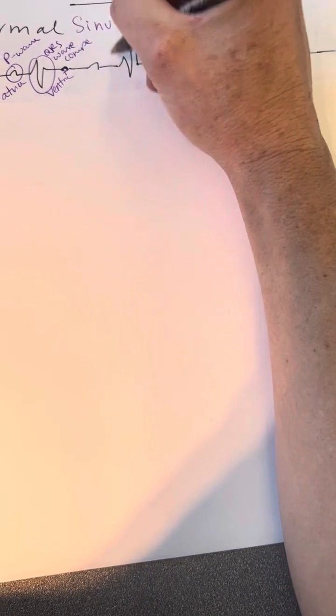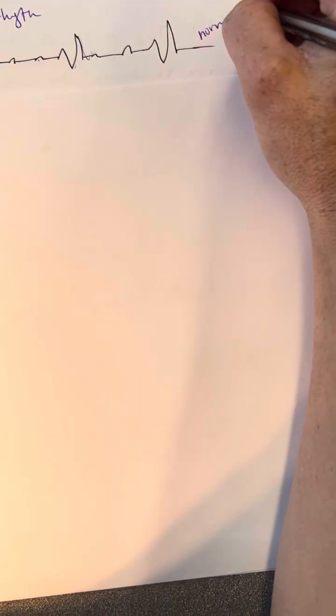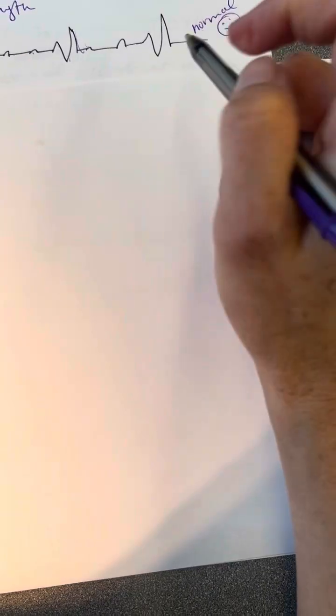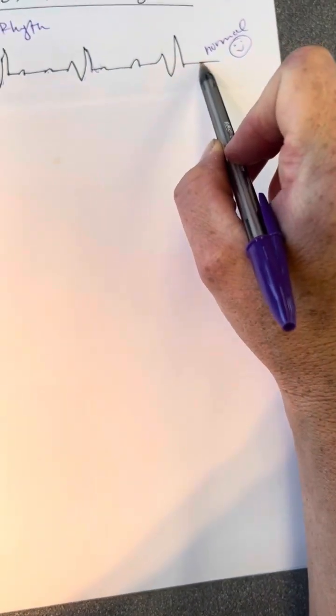And then we should get a little bit of a break, and then we should go P, QRS, T. P, QRS, T. P, QRS, T. And that's normal rhythm. Okay, this is normal. The heart is happy when it's doing that. And obviously this whole PQRST is going to speed up when you're running.